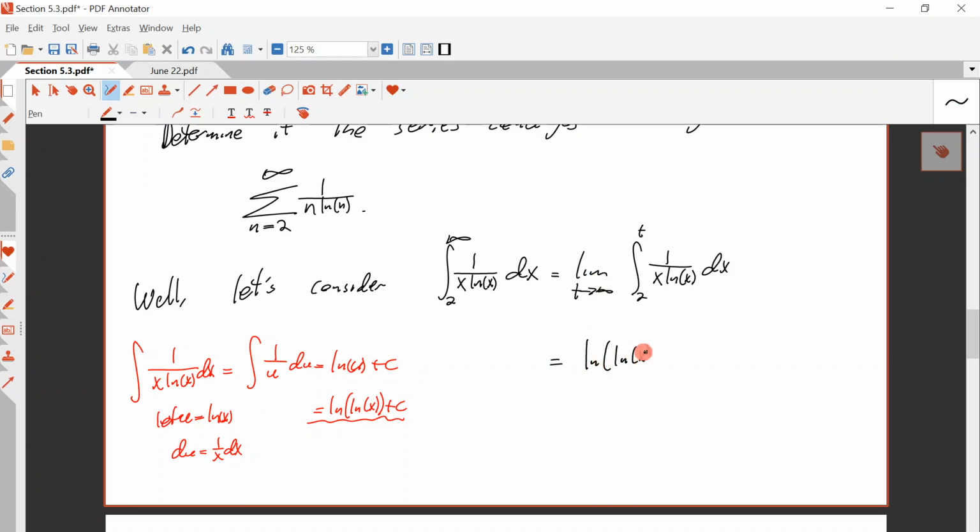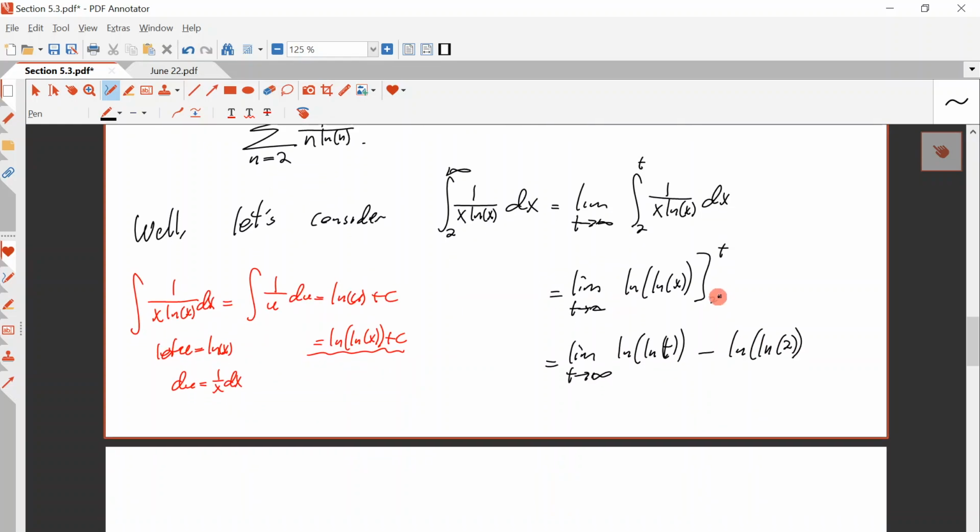natural log of natural log x, limit as t goes to infinity, from 2 to t. So this is the limit as t goes to infinity of natural log of natural log of t minus natural log of natural log of 2. Right, but as t goes to infinity, so does the natural log of t. So does the natural log of the natural log of t. So this is infinite. So the integral diverges.